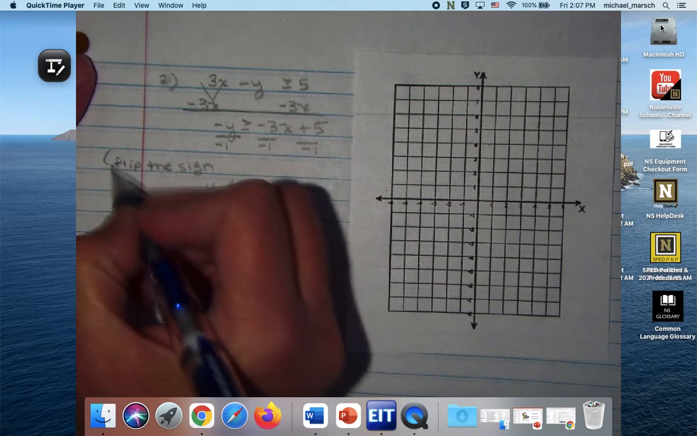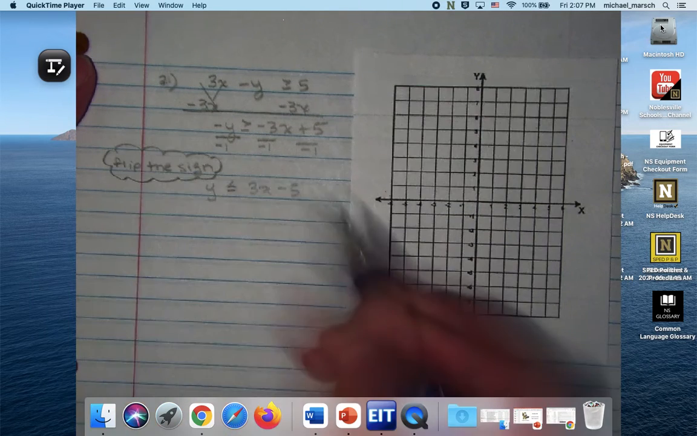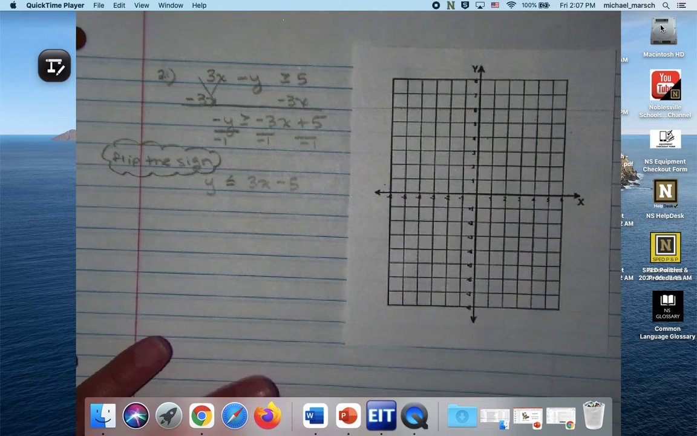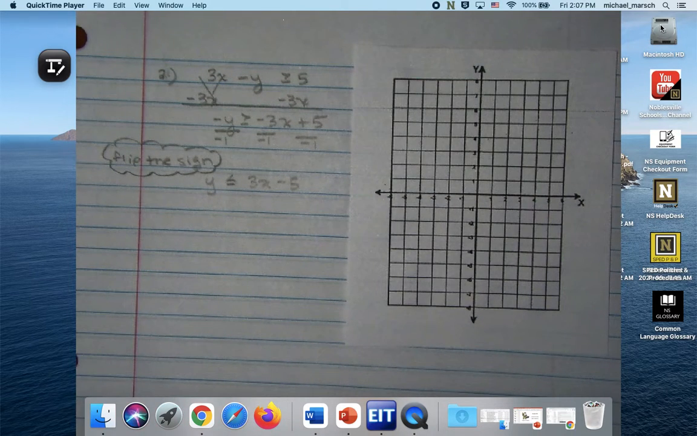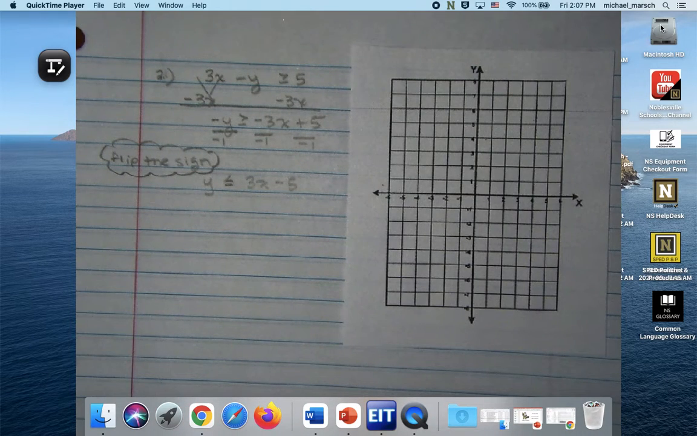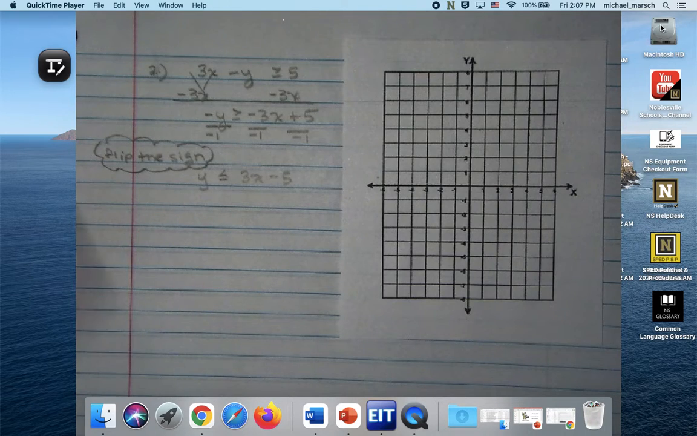I've got to flip the sign because I divided by that negative 1. So write yourself a little note so you remember why it happened. That's what we were working on today in pre-algebra. Flipping the sign.